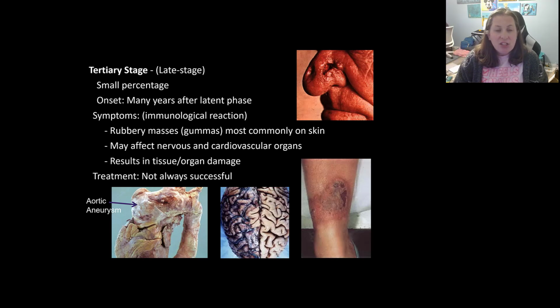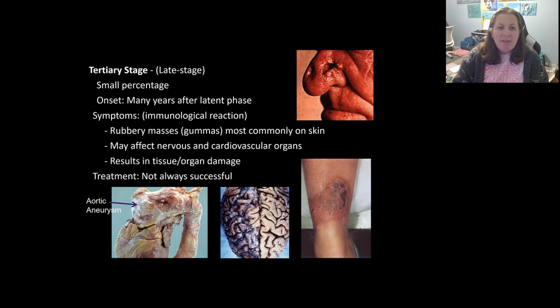Stage 3 is the late stage of syphilis. Most infections don't get to this point. Only a small percentage do, but the onset may be many years after the latent phase. So you're talking about years and years after. Symptoms are going to be more of an immunological reaction. So you'll get rubbery masses, or what we call gummas, which are most commonly seen on the skin.